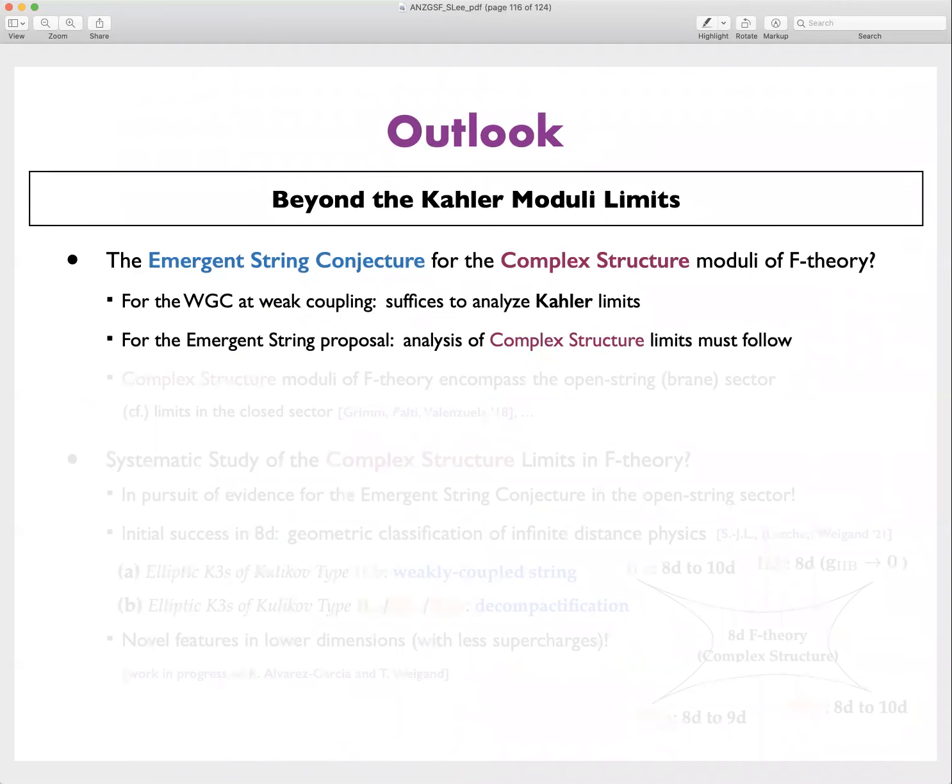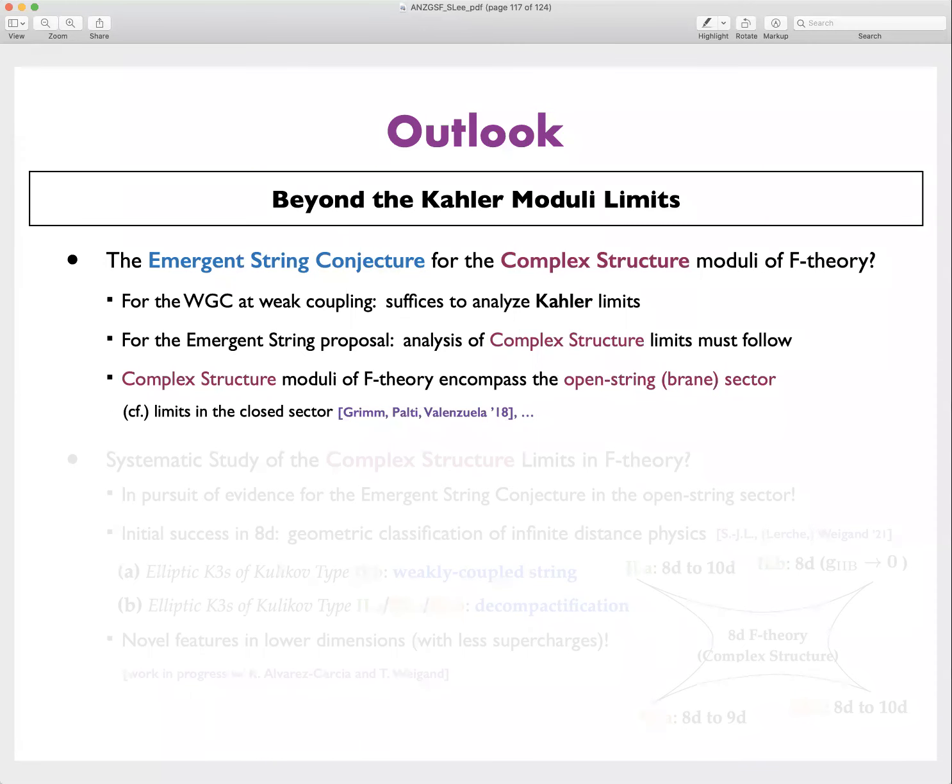And for this quick outlook, very quickly, so far we've exclusively focused on the limits in the Kahler moduli, which are the parameters controlling the size of the internal dimensions. This was not a restriction, at least in addressing the weak gravity conjecture at weak gauge coupling. And this was because the gauge coupling is controlled by the internal cycle volume. However, for the emergent string proposal, we have to also analyze limits in the other moduli, the so-called complex structure moduli, which control the shapes of the internal space.